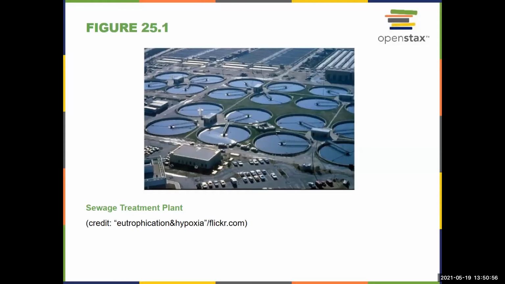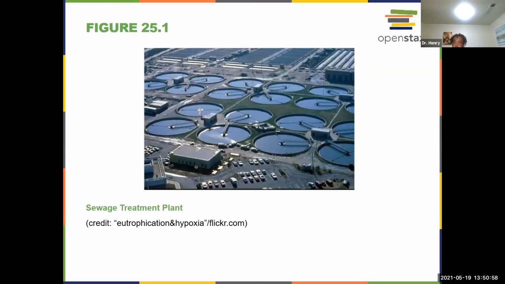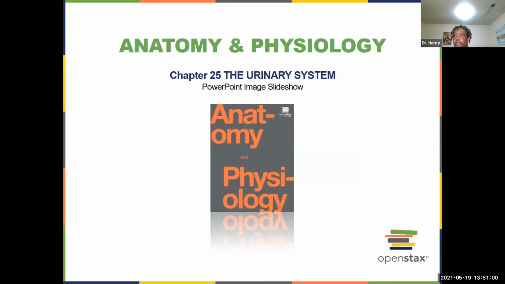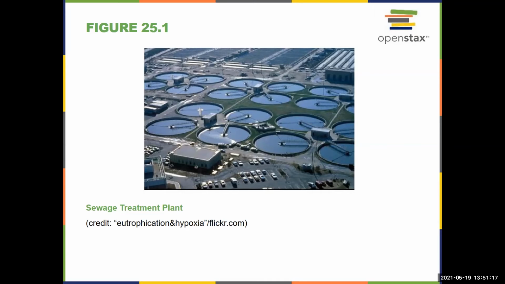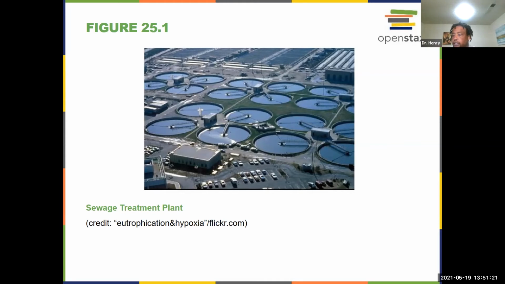Okay, chapter 25, we're going to be talking about the urinary system. So this is basically a sewage plant. We basically know that our body needs to get rid of waste, right? And part of that is that we use urine to get rid of those waste molecules, or waste byproducts.